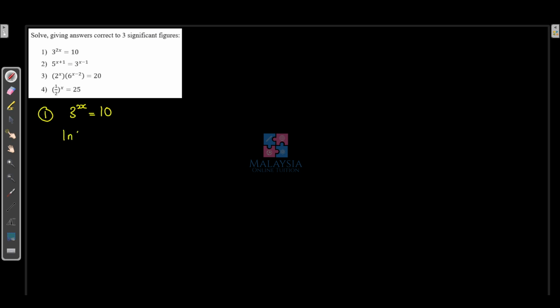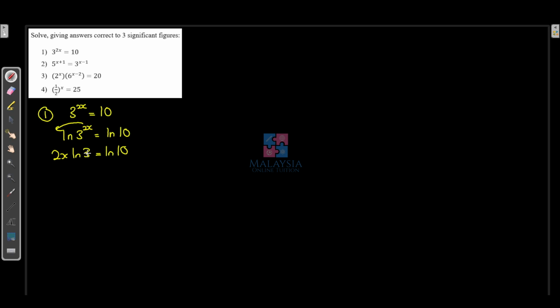So ln of 3 to the power of 2x equals ln 10. As usual, the power we can bring in front. So 2x ln 3 equals ln 10. For those of you who are thinking, can I change the values of ln 10 and ln 3 straight away to the decimal values?